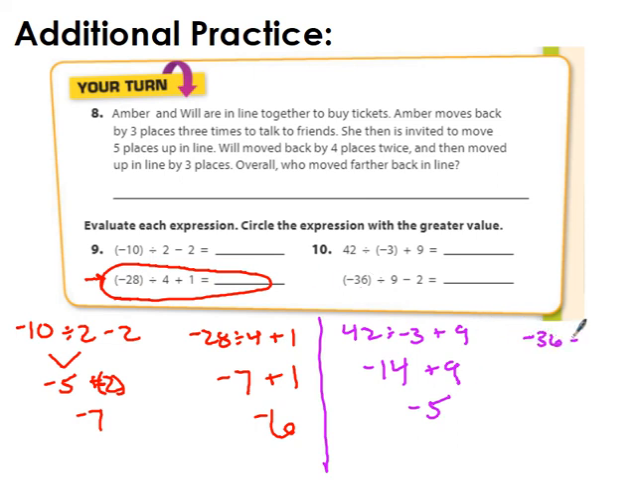-36 divided by 9 minus 2. Let's see. -36 divided by 9 is going to give me -4. Minus 2 is -6. -5 is greater than -6. Bam. Okay. All right, that's it.